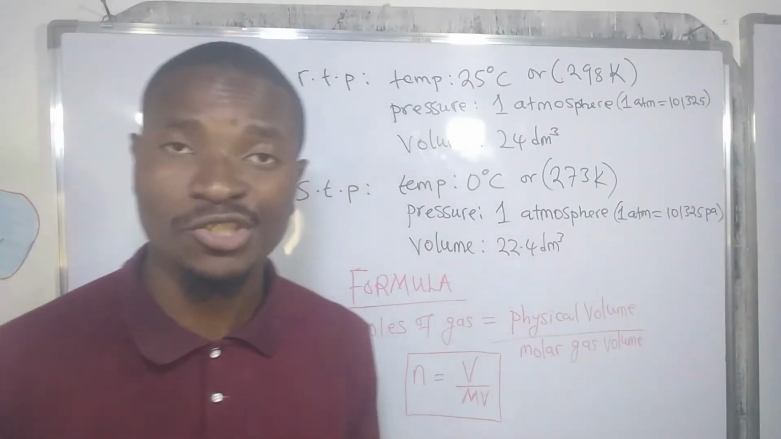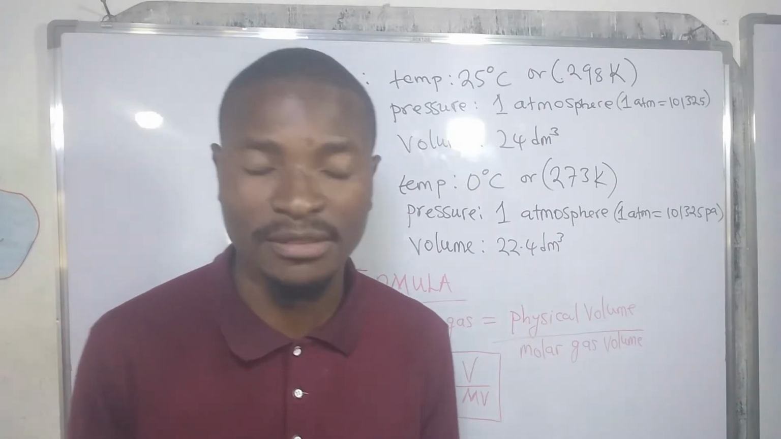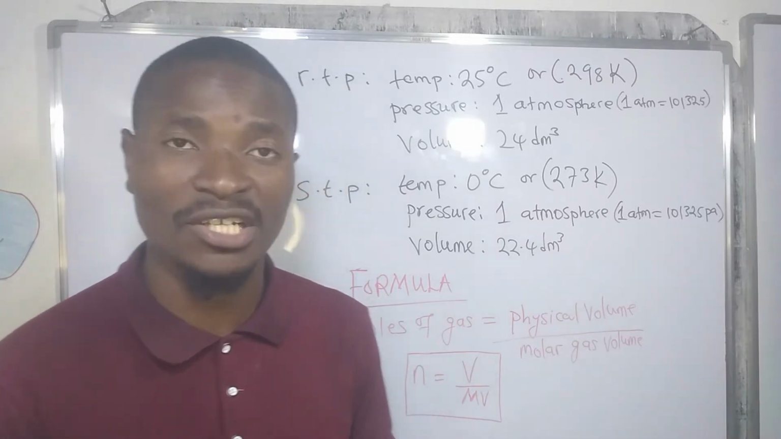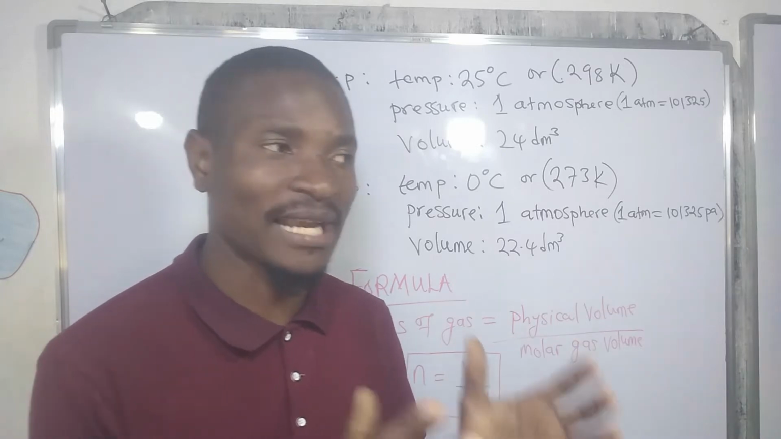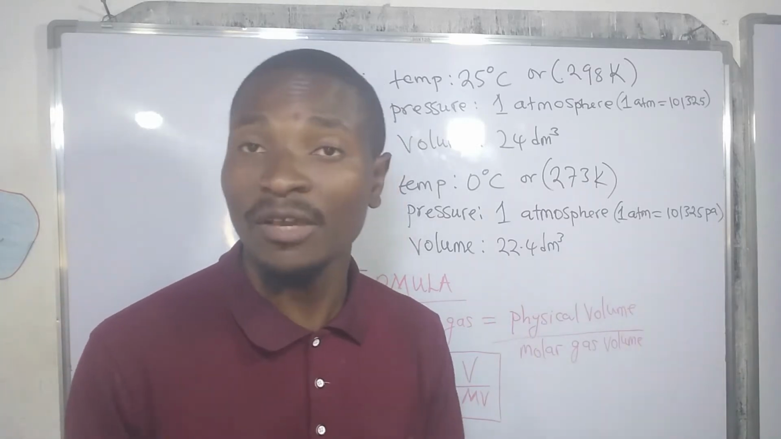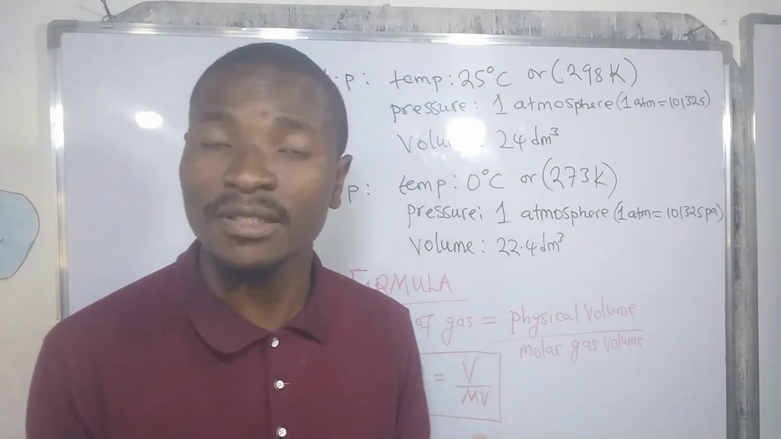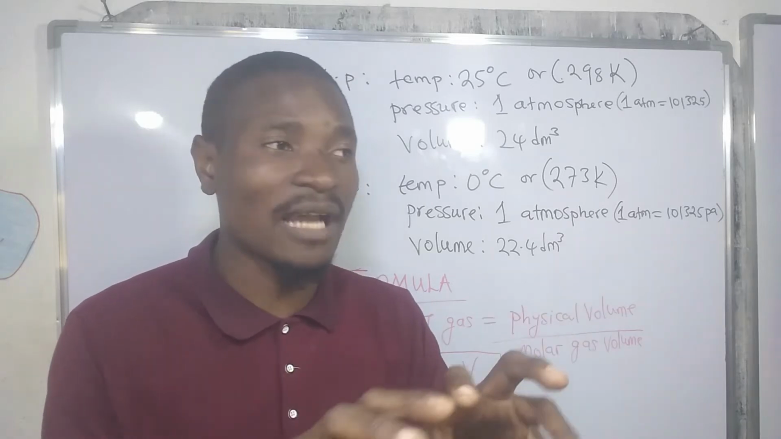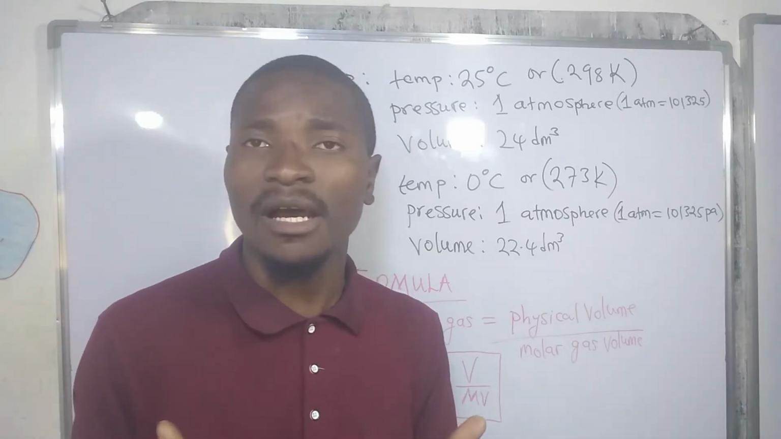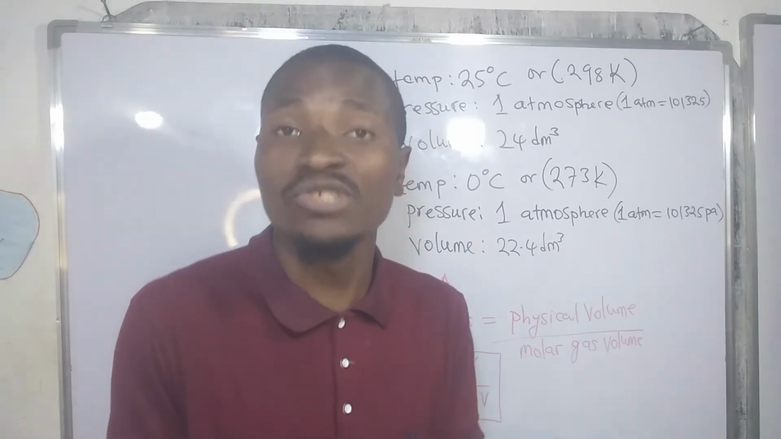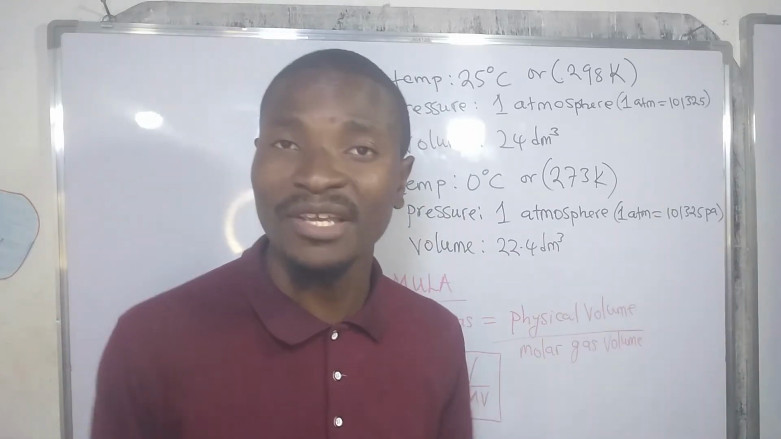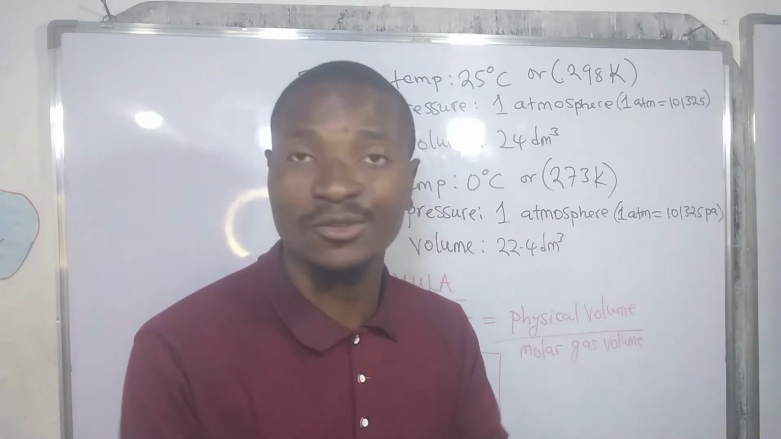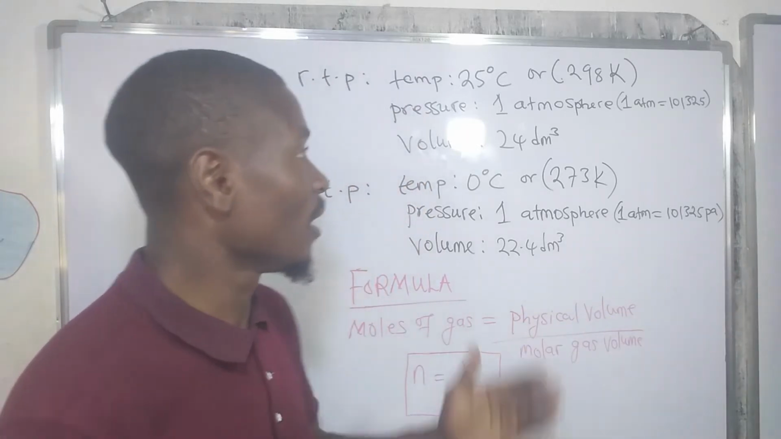Now, when you talk about these conditions, there is the r.t.p, which stands for room temperature and pressure, meaning what is the volume of the gas in a particular room, maybe where you're carrying out an experiment, okay? Because most of these gases can behave differently depending on the climatic conditions, like temperature, which has a huge effect on the behavior of the gases.